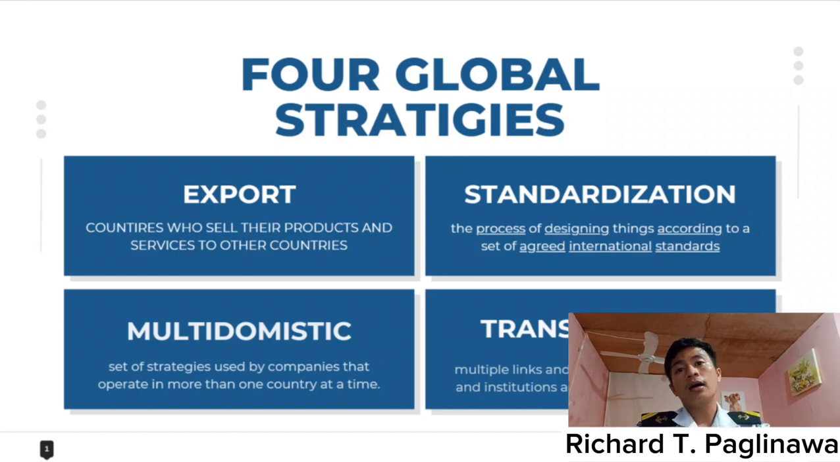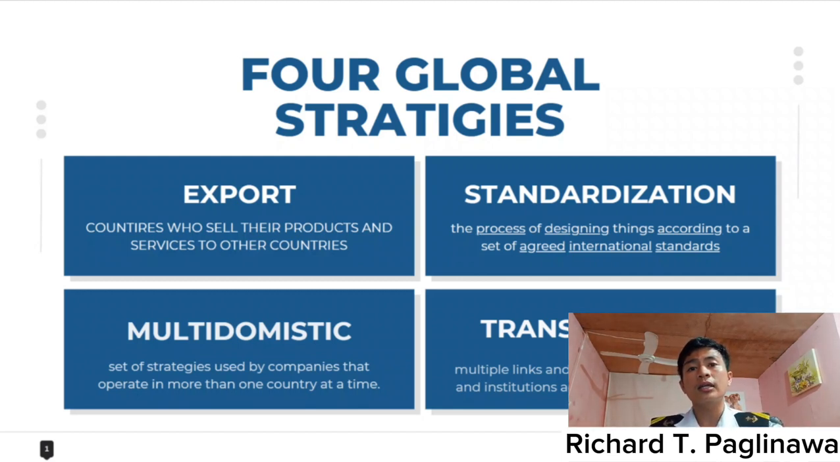And third is the multi-domestic. It is a set of strategies used by companies that operate in more than one country at a time. Also, domestic companies whose operations in different countries are managed on a stand-alone basis without any serious attempt to integrate them.